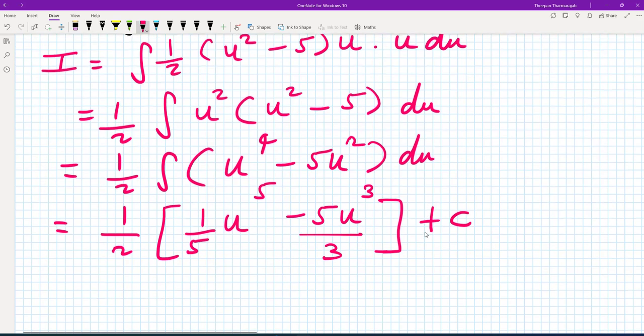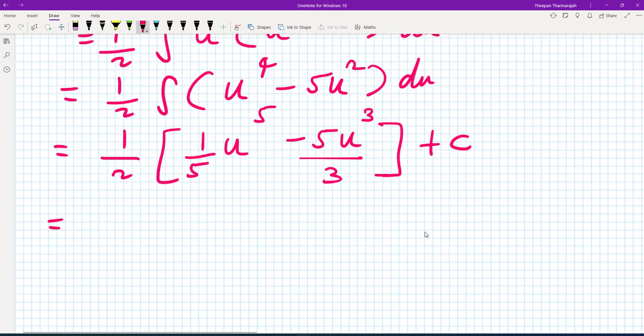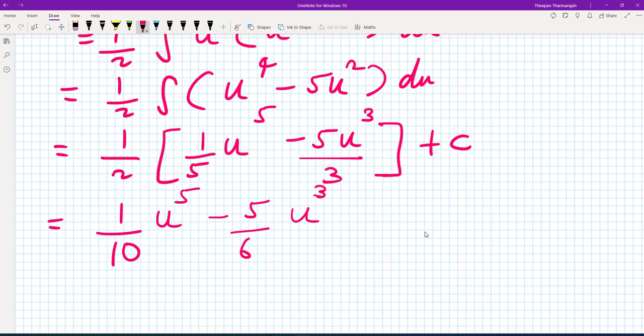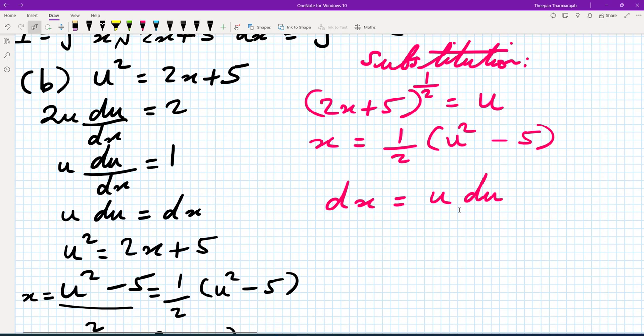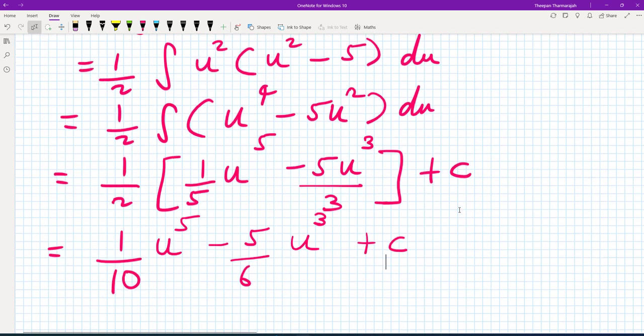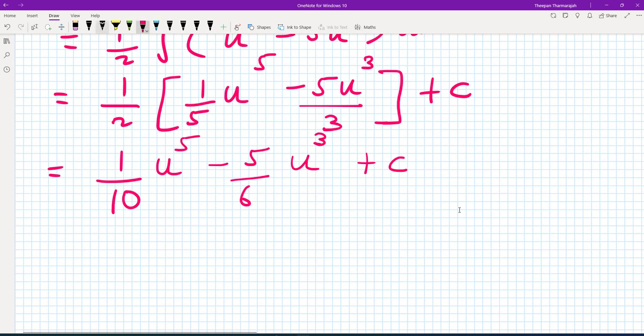And then if we multiply the brackets out here, we're going to get a 10th u to the power 5 minus 5 over 6 u to the power of 3 plus the arbitrary constant c. But what was u? We said that in our substitution u was (2x plus 5) raised to the power of a half.